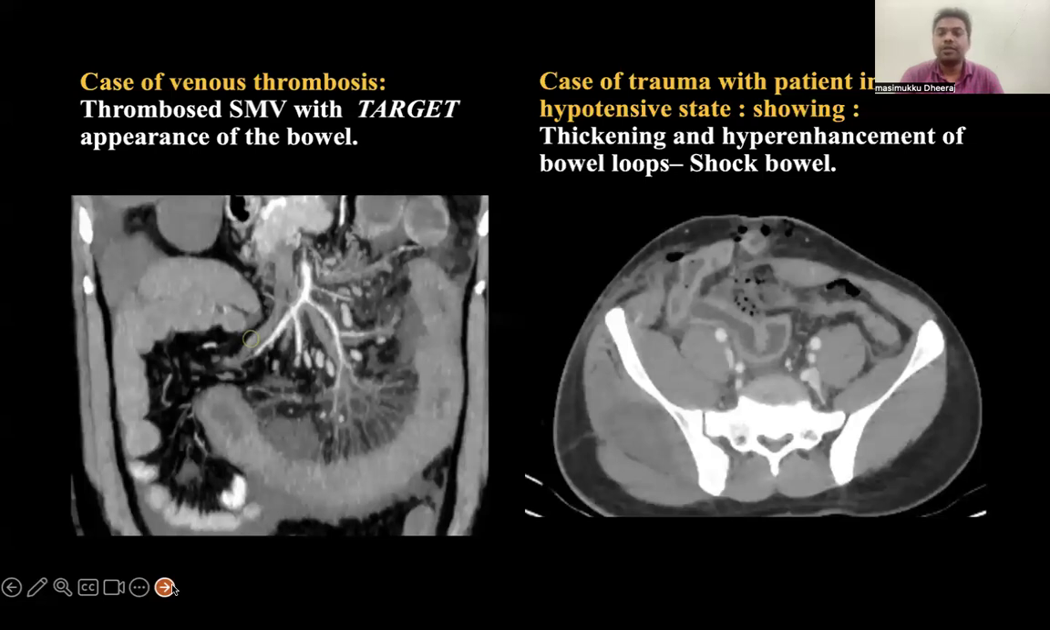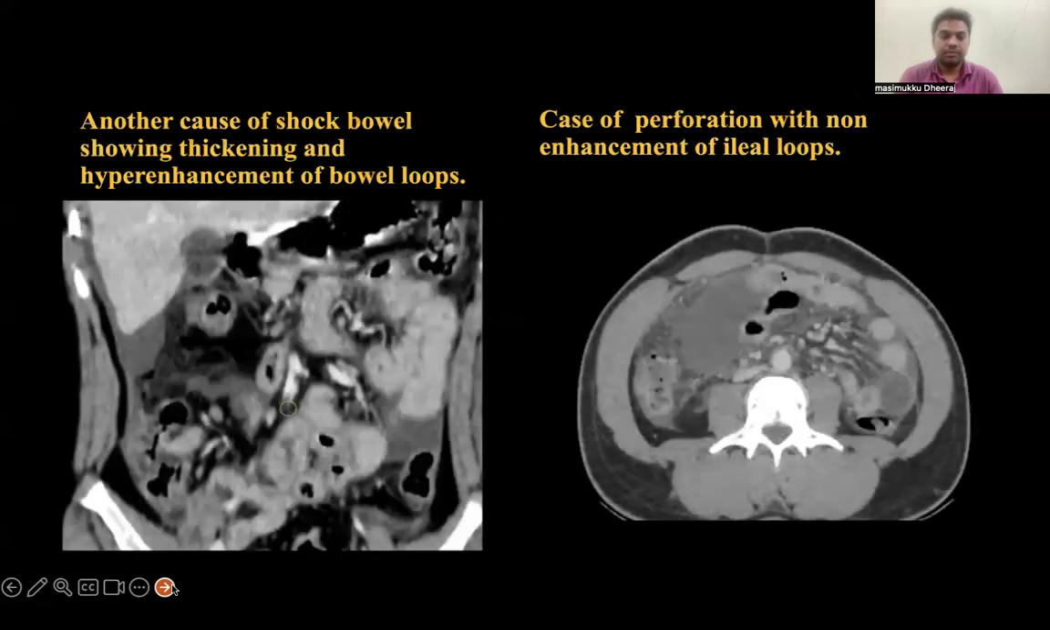And this is a case of trauma with patient in a hypotensive state showing the shock bowel syndrome. Here we can see there is thickening and hyperenhancement of bowel loops showing shock bowel. Another cause of shock bowel showing thickening and hyperenhancement of bowel loops. And this is a case of perforation with non-enhancement of ileal loops.